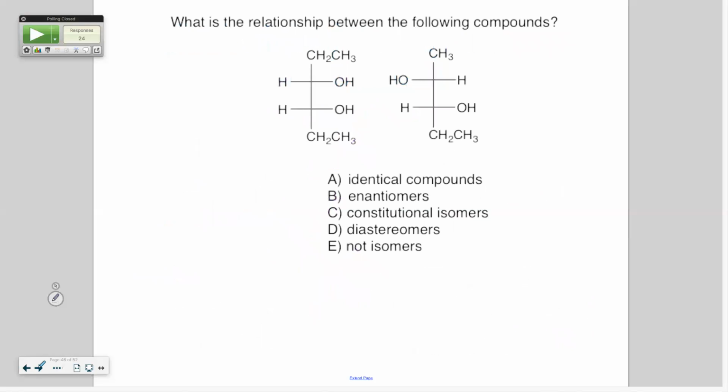What is the relationship between the following compounds? Think about those now. These are your favorite questions on the test, I know. That's why you're practicing.